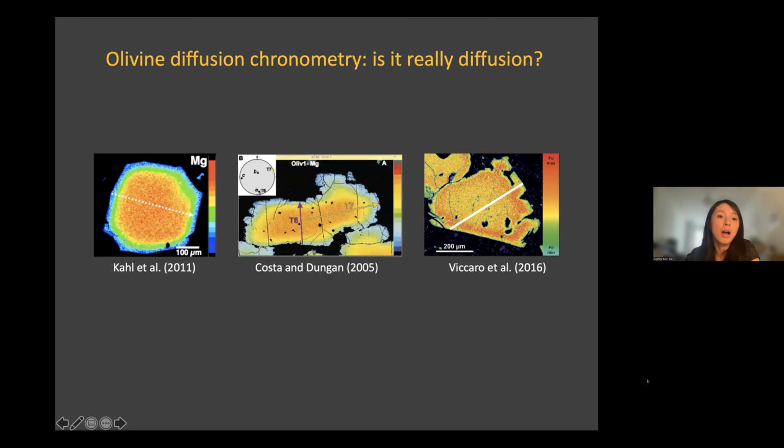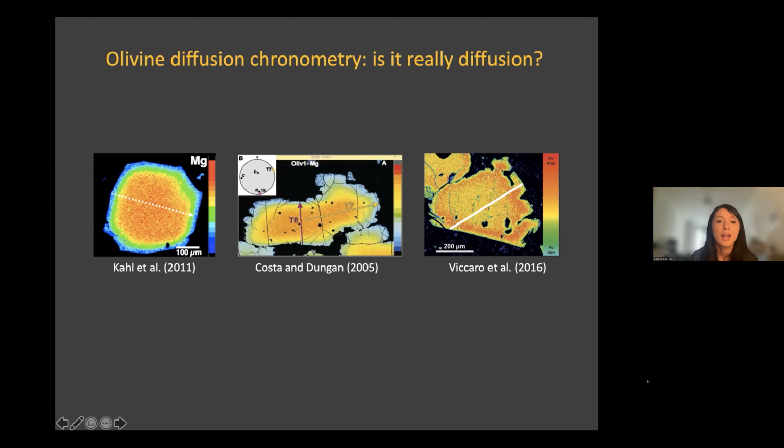Today I'll be focusing on olivine, and these are images that we're all familiar with, a zoned mineral with a gradient in MgFe. And a question that we always ask ourselves is, are these really diffusion profiles? And if they are, then you can do diffusion modeling to retrieve the timescale between magma mixing and eruption, for instance, and so forth.